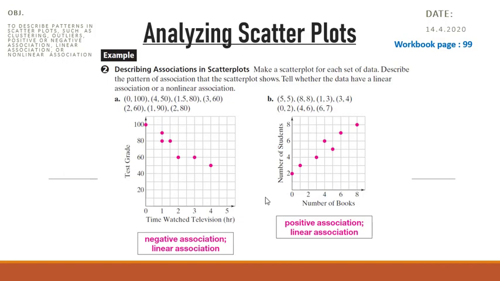How do you know if it's positive or negative association? Okay, Ahmed, the positive: when you move from left to right, the data goes up. If you move from left to right and the data goes down, it's negative. So I understand. Thank you.